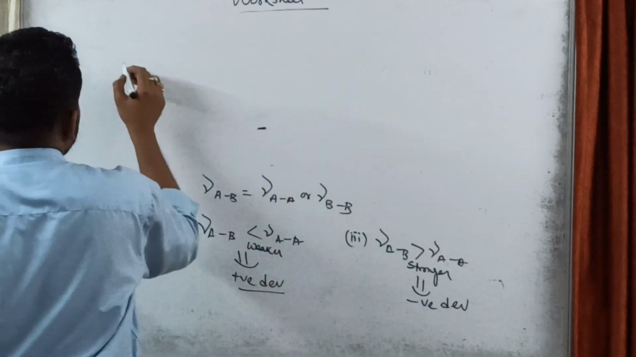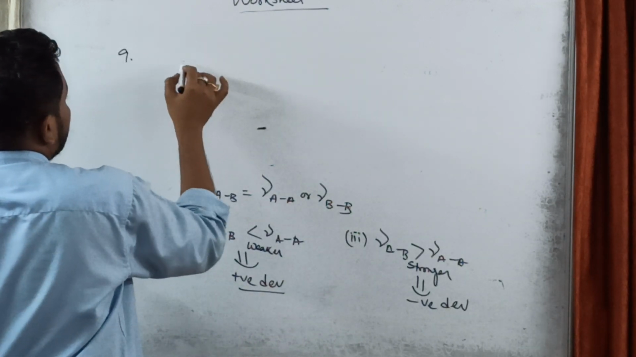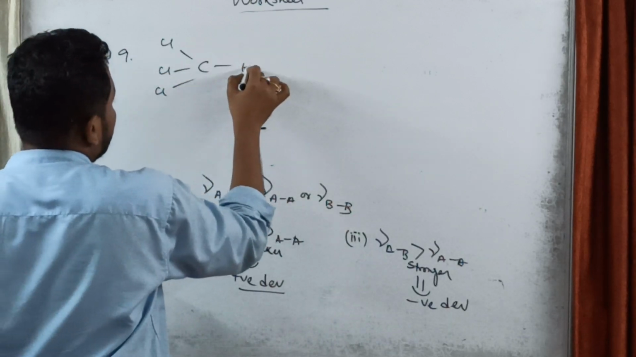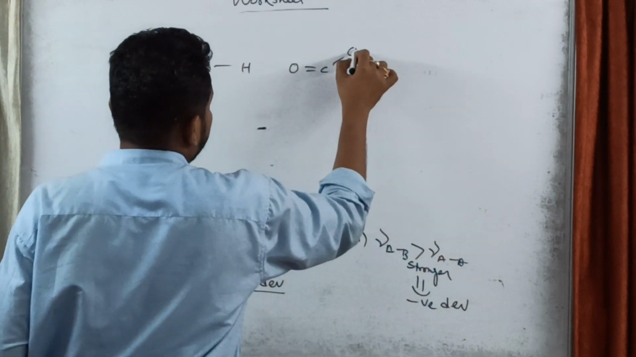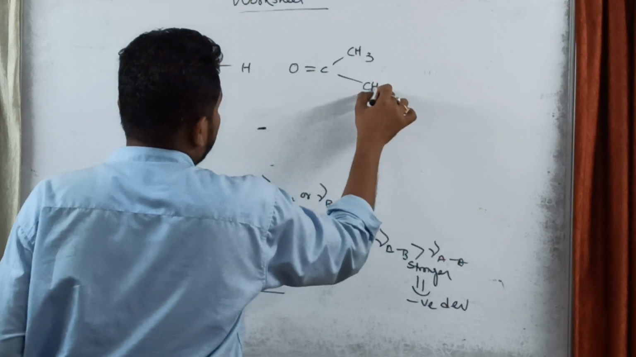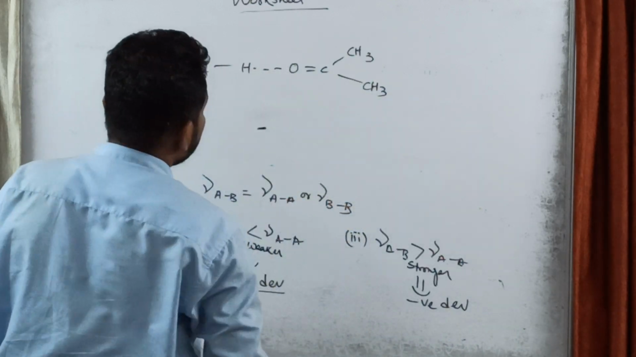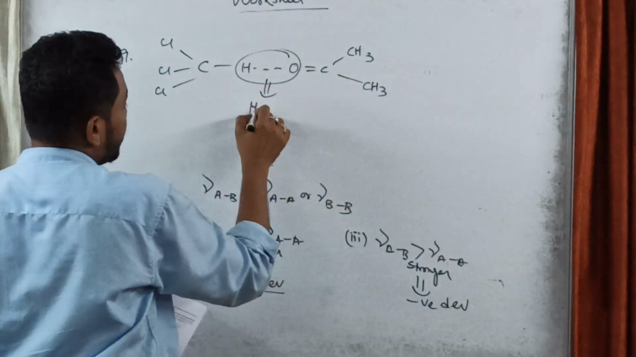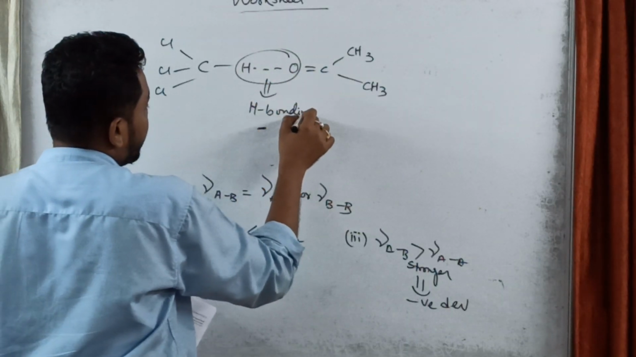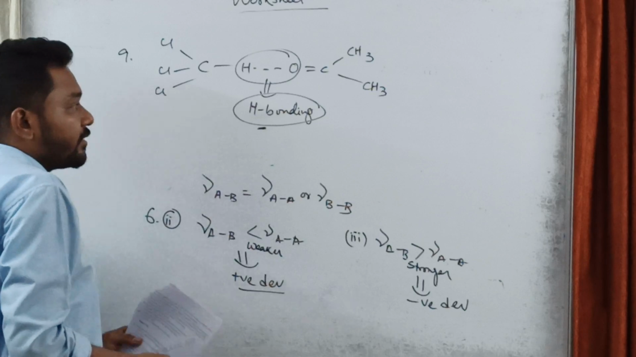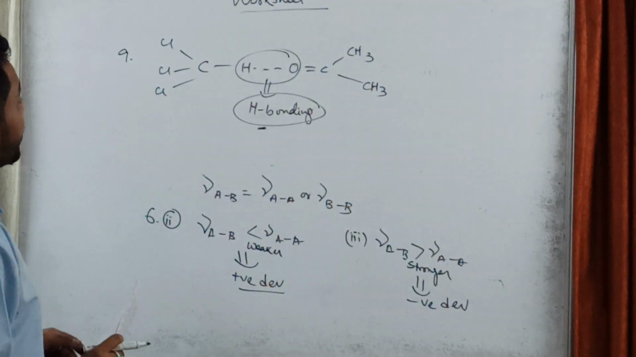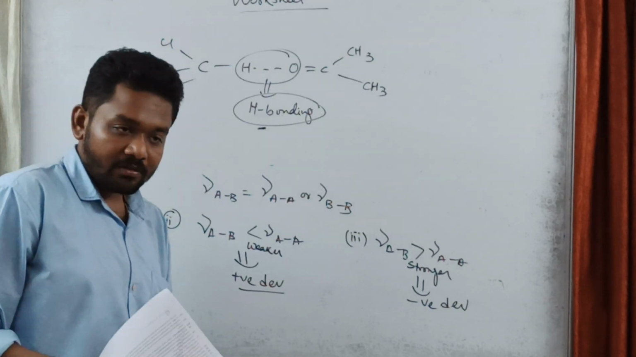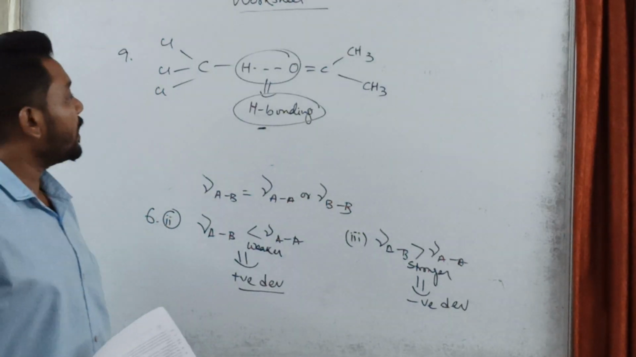Question number 9. You need to write down the structure of chloroform like this, and acetone like this. If you see, after mixing there is an interaction that takes place like this, and this interaction is basically known as hydrogen bonding. When there is greater hydrogen bonding, there is a greater extent of interaction, and you require greater temperature to break down the interaction and then to boil it. So temperature increases.